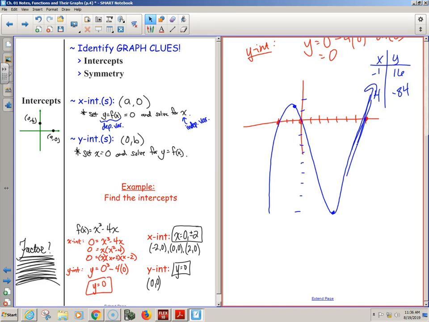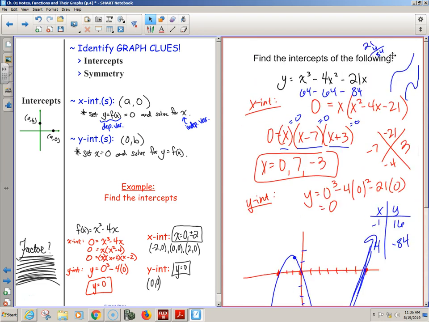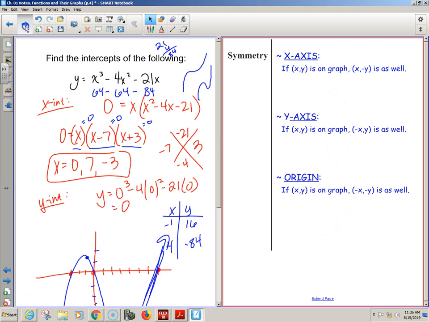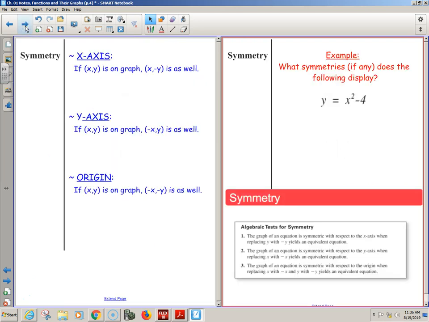Do intercepts get us the entire graph? Yes or no? No, but do they get us partway there? Yes. What's another clue? Symmetry. Jaden, it was great, you were like, hey, it's a clue. If you think about the graph, it doesn't fold this way or this way or this way.